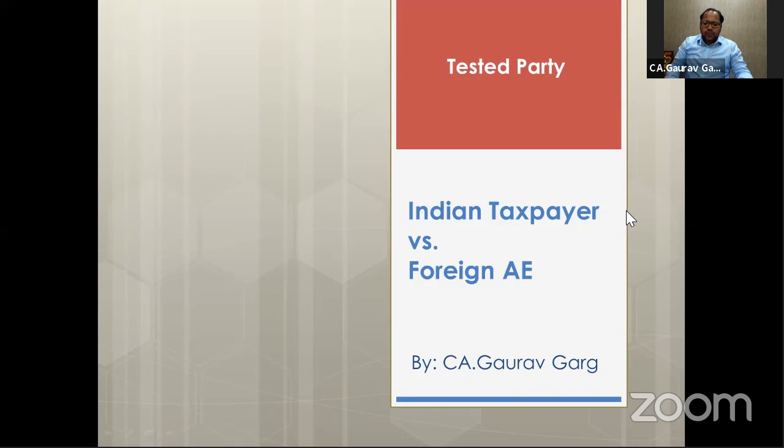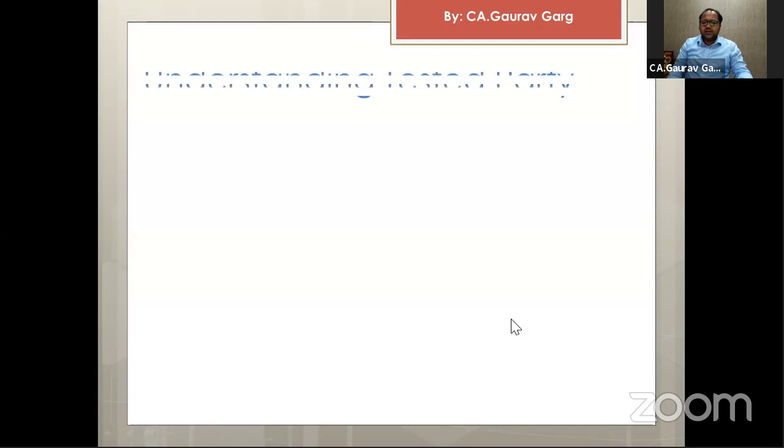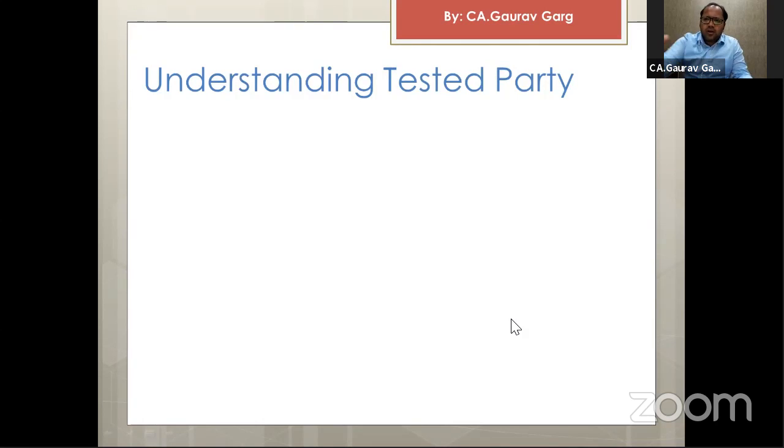Okay, so before we jump on to whether one can take a foreign AE as a tested party or not, I think it is important for everyone to understand the concept of tested party. What qualifies as a tested party, or who is the tested party? In an international transaction with your foreign AEs, you will find there are generally two parties to the transaction. It could be the Indian taxpayer, and the other would be the foreign AE.